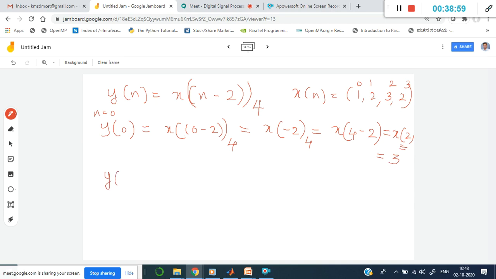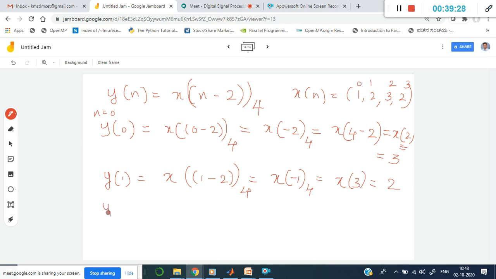Similarly, what is y of 1? x of n value is 1. 1 minus 2, again you will get a negative. The signal must not be negative, do you understand? So it is not minus 1 here. It is 4 minus 1, which means the x of 3 value. What is x of 3 value here? 2, right? So the y of 1 new value will be 2.